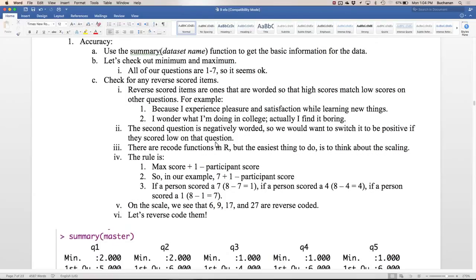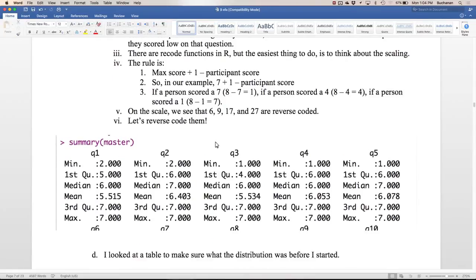So the rule for recoding is take the maximum score, so this is a 1 to 7 scale, add 1, subtract the participant score. So if I scored a 7, and the max is 7, it would be 8 minus 7, I would get a 1. If I scored a 4, I would say 8 minus 4. And if I scored a 1, I would flip it to be a 7. So it's the max value someone can take plus 1, minus their score. Don't do it the other way, you'll get negatives.